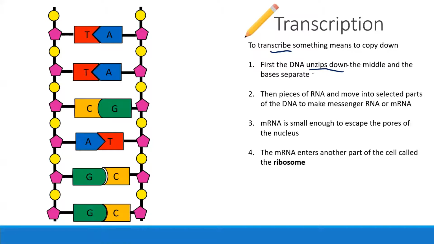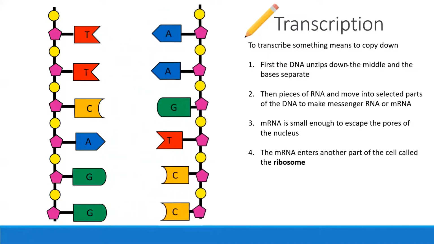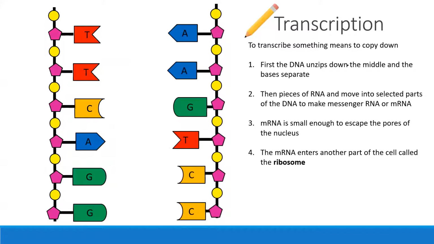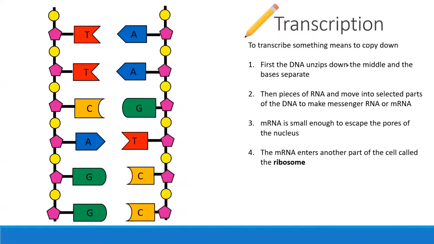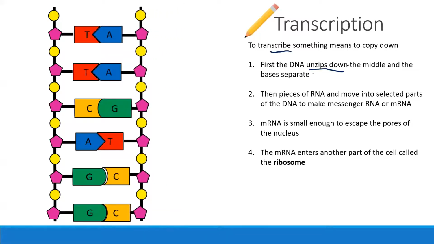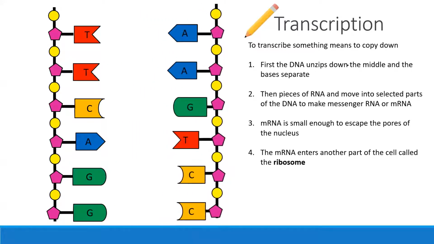Now, when we say the DNA unzips down the middle, what we actually mean is pretty much all of these bases separate from each other. Okay? The T's separate from the A's and the G's separate from the C's. Now we can easily zip them back up together. Okay? We could just push them back together quite easily. All I'm doing is just pulling the two sides apart.